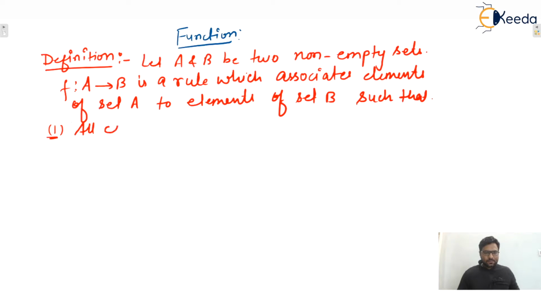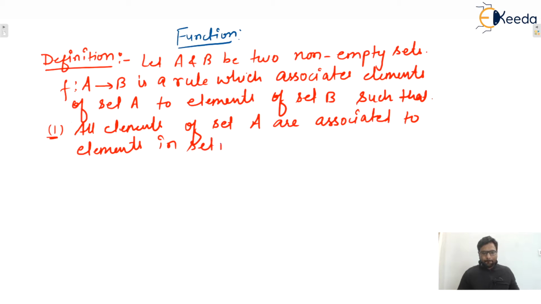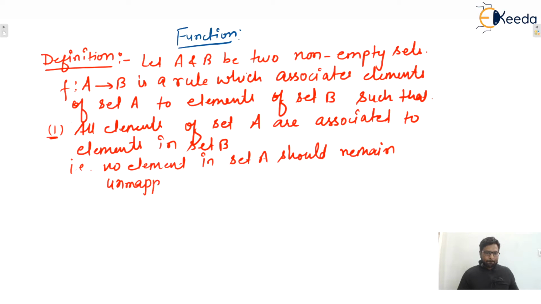First one: all elements of set A are associated to elements in set B. The meaning of this statement is that no element in set A should remain unmapped. That is the first condition of a function.